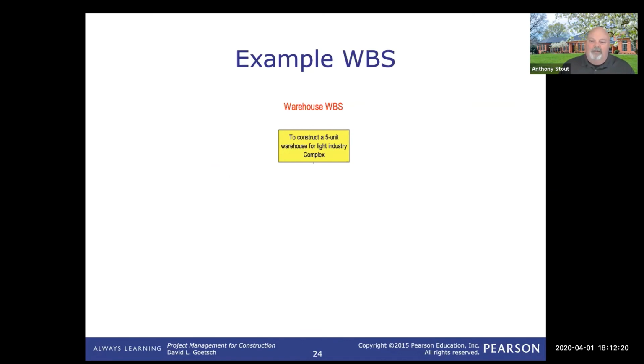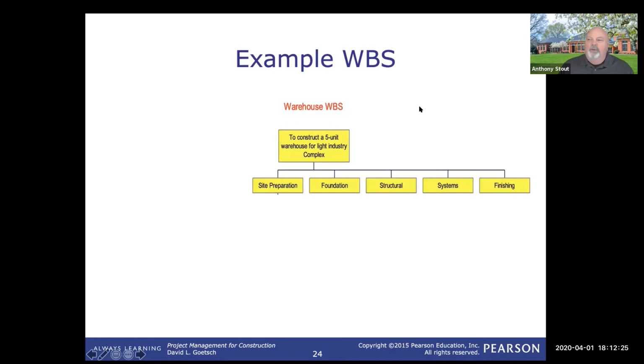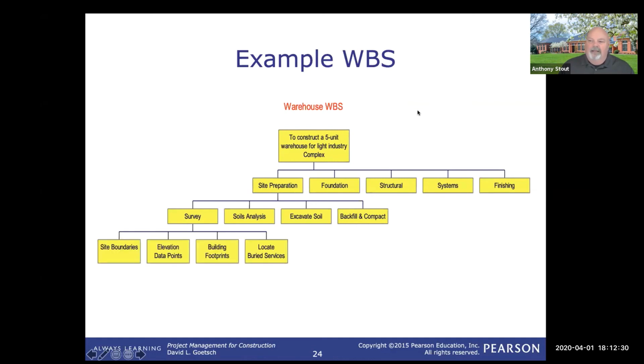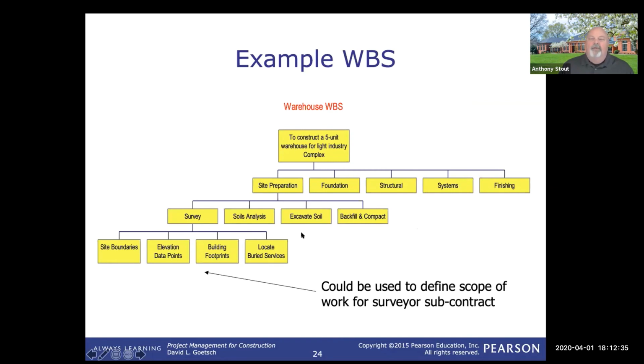If we talk about constructing a 5-unit warehouse in industry, then you would have your second level, then your third level. And you can go all the way down until you get to this bottom level. This is the level that you can actually use to define the scope of work. You can't have a scope of work that just says construct a 5-unit warehouse. It's got to be much more detailed than that. So now you get down to this lower level, you can provide the level of detail that you need to be able to tell somebody what to execute.